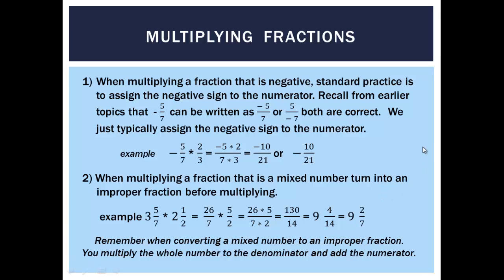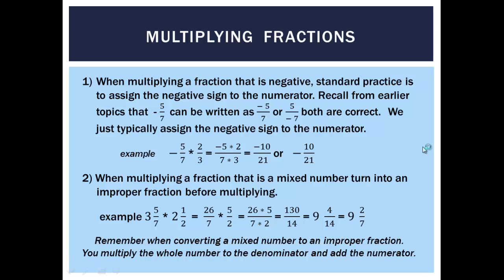Multiplying fractions. When you multiply a fraction that is a negative, the standard practice is to assign the negative to the numerator. Recall from the earlier topics that negative 5/7 can be written as negative 5 over 7 or 5 over negative 7. Both are correct. We just typically assign the negative sign to the numerator. That's just the common practice. It's not the only way.